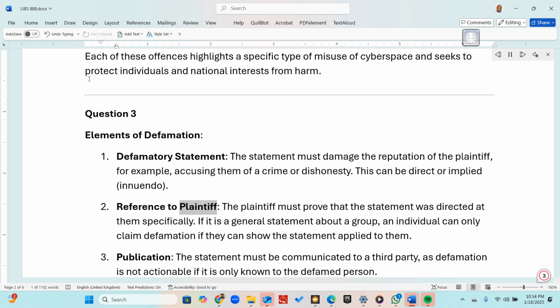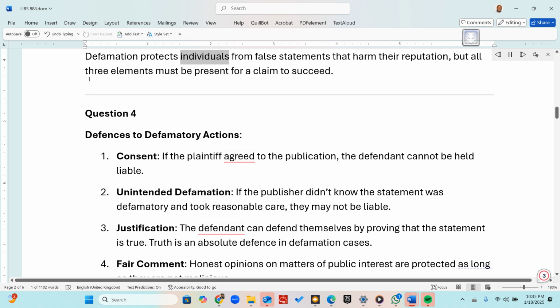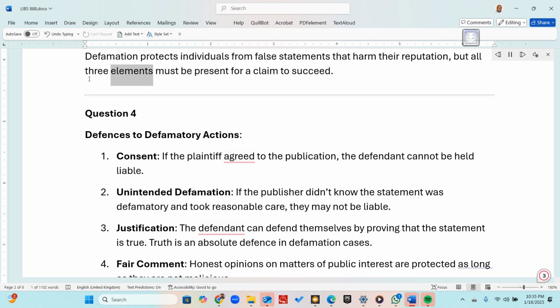Reference to plaintiff. The plaintiff must prove that the statement was directed at them specifically. If it is a general statement about a group, an individual can only claim defamation if they can show the statement applied to them. Publication. The statement must be communicated to a third party, as defamation is not actionable if it is only known to the defamed person. Defamation protects individuals from false statements that harm their reputation, but all 3 elements must be present for a claim to succeed.